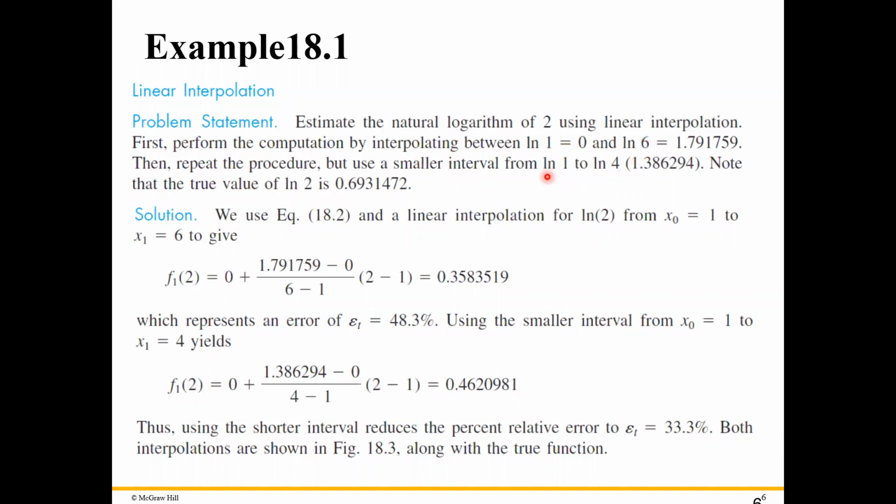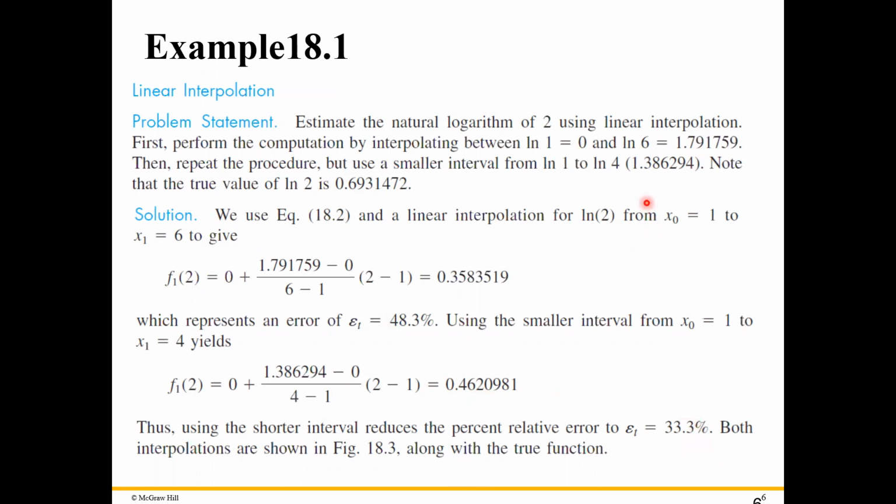But what if the interval is from 1 to 4? That means we decrease the interval. If we decrease the interval, then we can find another estimate of this value. Again, we start from x1, which is 1, and x2 in this case is 4. The log of 4 is given as 1.38, minus 0, divided by 4 minus 1, which is x2 minus x1, and then times x minus x1. So it is 0.46. The value has improved, but it still has an error of 33.3%. We can see that now the error has reduced from 48.3% to 33.3%.